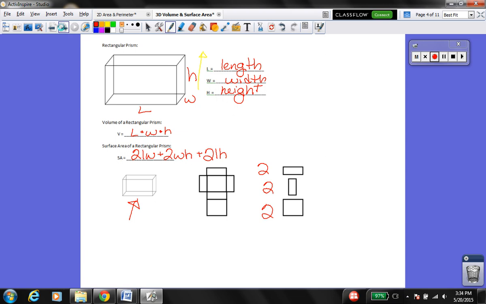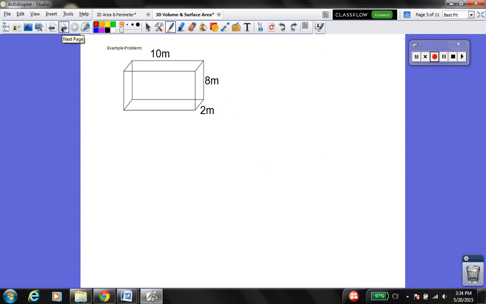Let's try one for practice. So here we have a rectangular prism. We're going to say that the length is 10, the height is 8, and the width or depth is 2 meters. So first let's start off with the volume. The volume is equal to just the product of all three. The length times the height times the width. So that's 10 times 8 times 2.